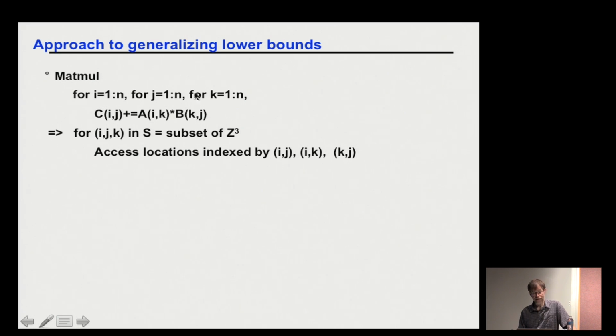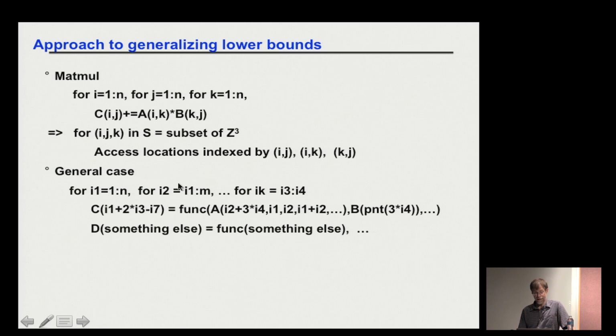And it actually doesn't have to be a cube, right? It could be any arbitrary sparse subset. So this theory applies to sparse linear algebra as well as dense. It doesn't matter. And all I need to know is that I'm accessing locations subscripted by these things in here, ij, ik, kj. So what's the general case?